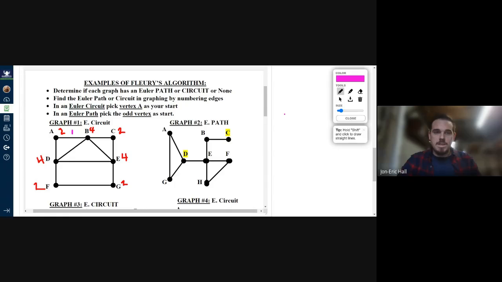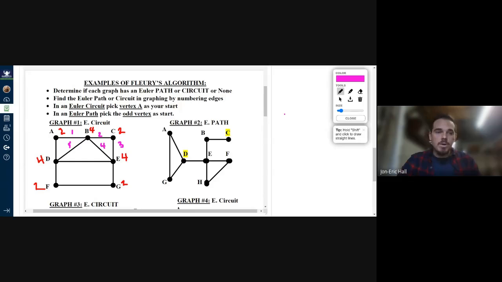From B to C, that can be 2. Not a bridge. From C to E, I can do that one. We'll call that one 3. It's my only option left. Now I can't go backwards. Now from E, I could go up to B. So why don't we call that 4? From B, I'm going to go down here to D, and I'm going to call that 5.